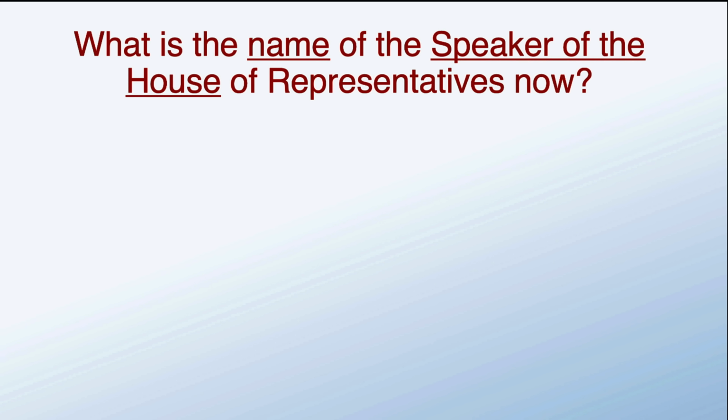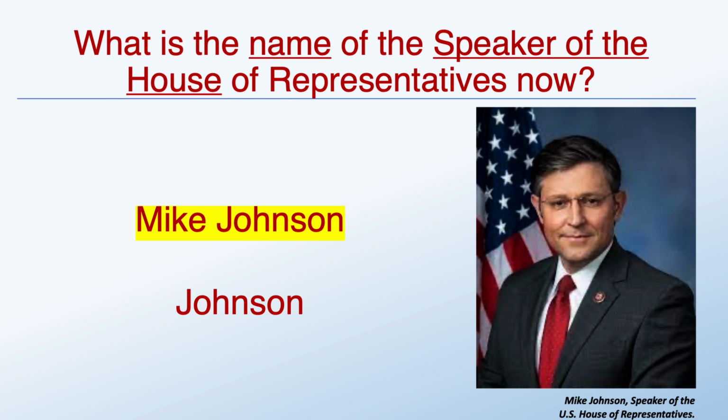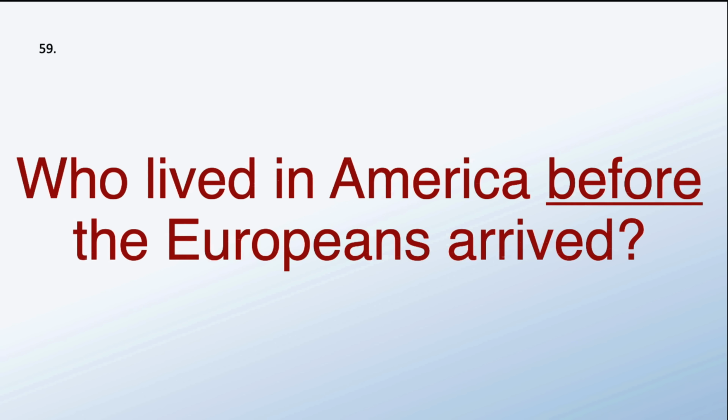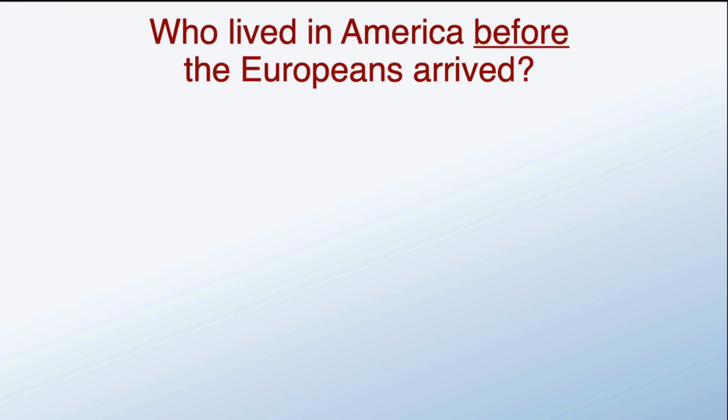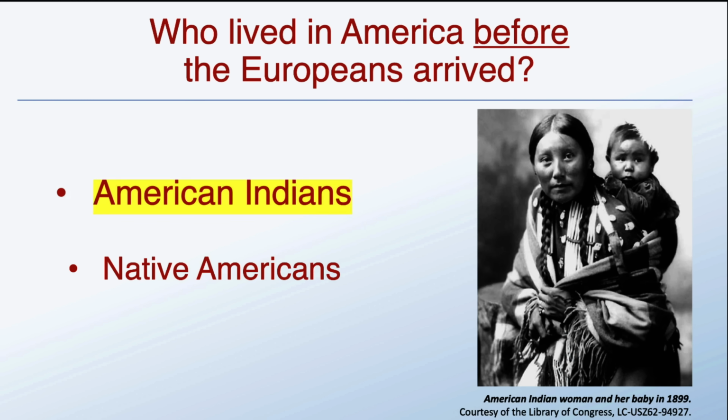What is the name of the Speaker of the House of Representatives now? The Speaker of the House is Mike Johnson. Who lived in America before the Europeans arrived? American Indians. You can also say Native Americans. Either way is correct.